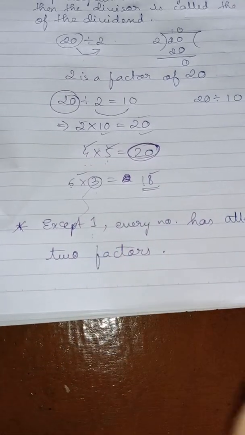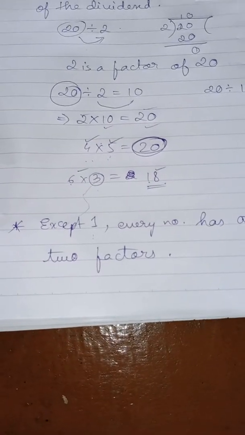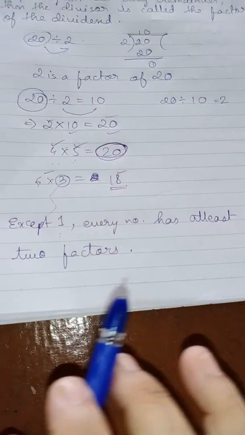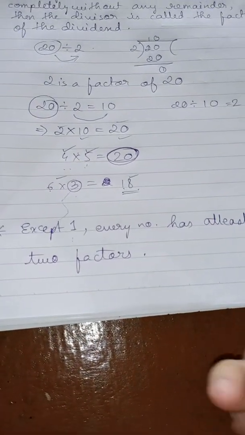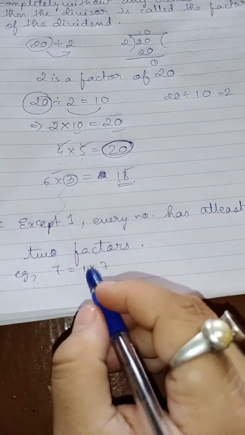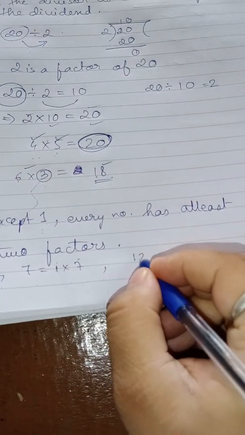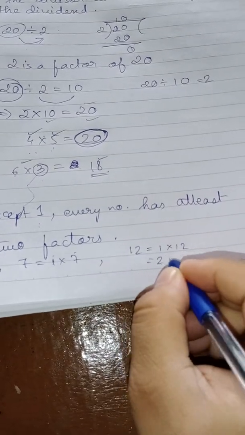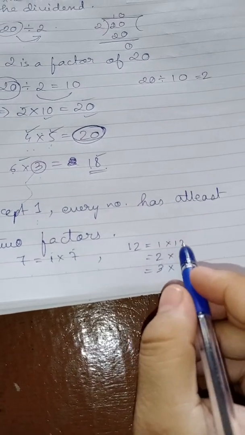Only 1 is the number which will have only 1 factor, because 1 is divisible by 1 only. 1 cannot be divided by any other number. So except 1, every other number has at least 2 factors, but that doesn't mean that they have only 2 factors. They may have more than 2 factors. Say for example, if I take 7, it will be written as 1 into 7. So 2 factors, 1 and 7, no other factors. But when I write say 12, I can write it as 1 into 12, as 2 into 6, as 3 into 4. So there are many factors, 1, 12, 2, 6 and 3 and 4, but at least they will have 2 factors. That is what I want to mean.